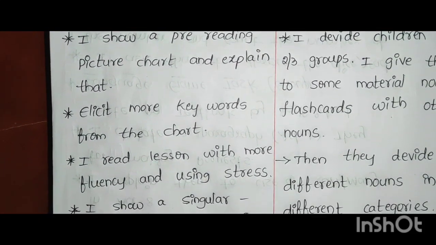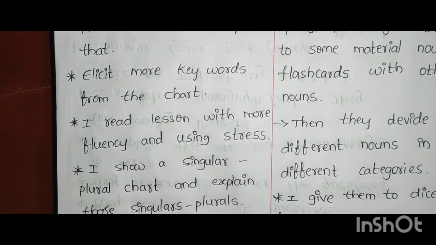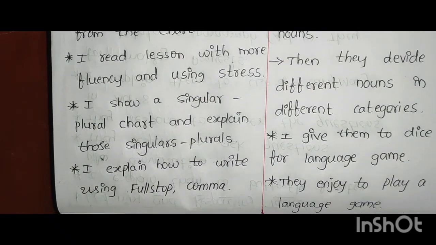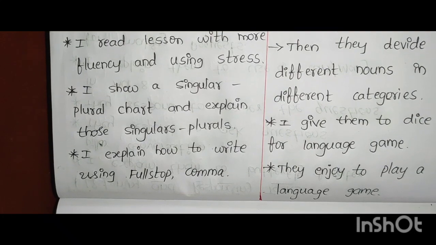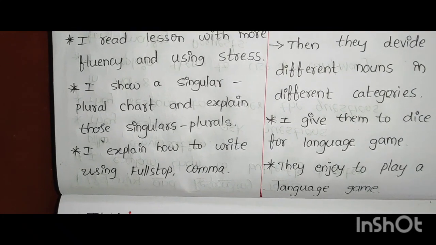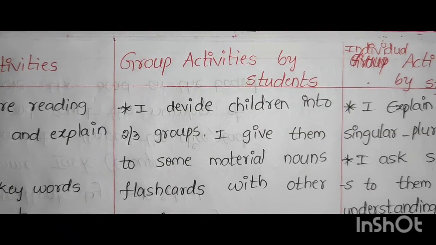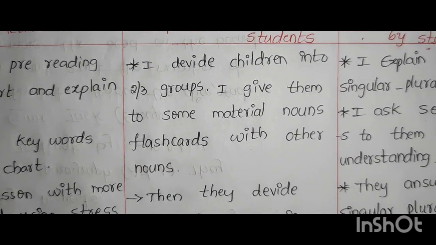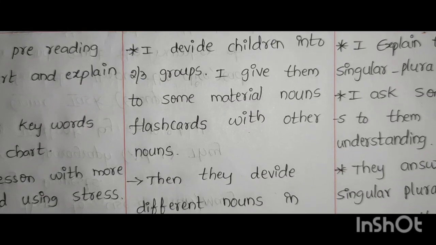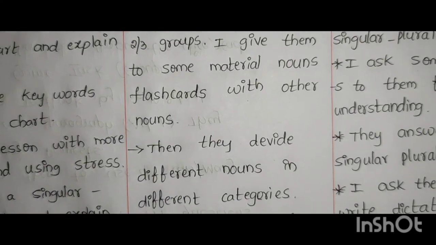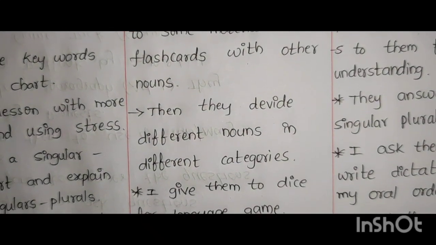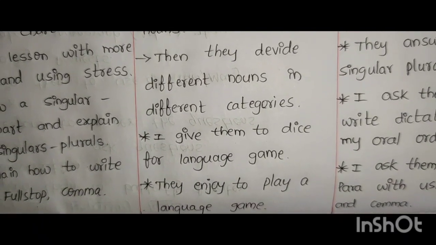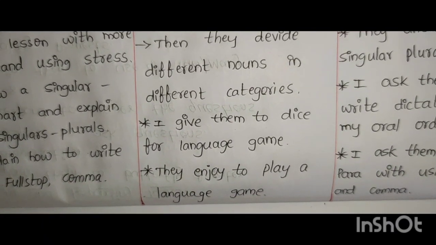I read the lesson with more fluency and using stress. I show a singular plural chart and explain those singular plurals. I explain how to write using full stop, comma. Group activities by students: I divide children into 2 or 3 groups. I give them some material nouns, flashcards with other nouns. Then they divide different nouns into different categories. I give them dice for the language game. They enjoy playing the language game. This is the group activity.